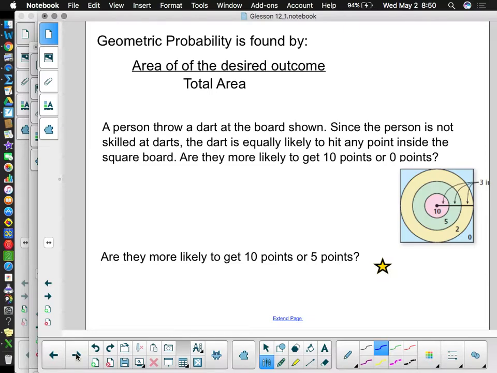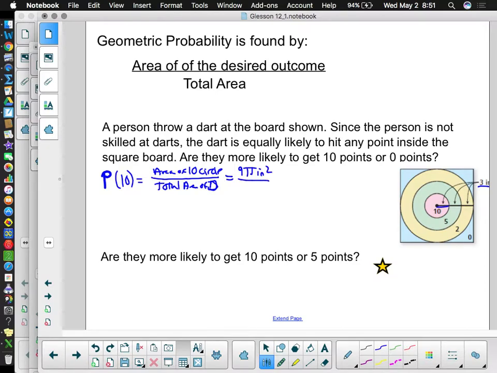So probably the 10 points, let me make a skinny pencil, I'll need this. The probability of 10 is going to be the area of the 10 circle over the total area of the square. Sorry, it's supposed to be a square. Well, the area of the 10 circle has radius 3 inches. Okay? So the area of the 10 circle is simply pi times 3 squared, which is 9, so 9 pi inches squared.